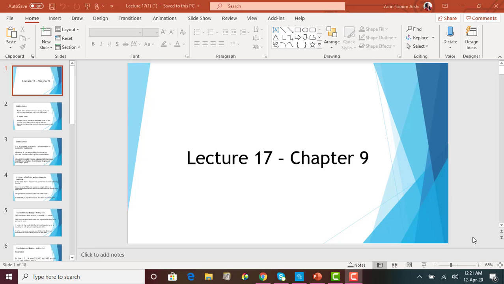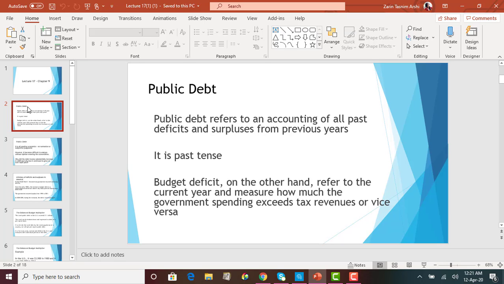So moving on to slide 2 of this lecture, if you see, public debt basically refers to an accounting or the summation of all the past deficits and surpluses of a country from previous years. So it's basically past tense. You might confuse it with a budget deficit, but they're different. Budget deficit is for the current year. It is the negative balance that the government has in the current year, whereas public debt is a summation of all the past deficits and surpluses for the country.